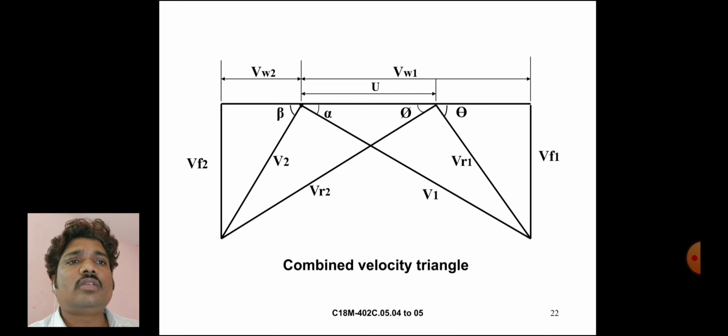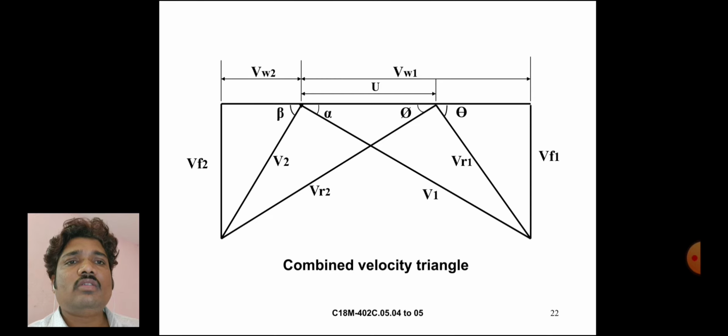1, 2, 3, 4, 5. Five types of triangles may be forming. Five triangles, where a number of velocities are combined.